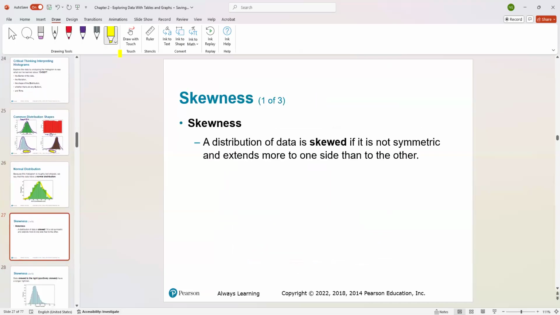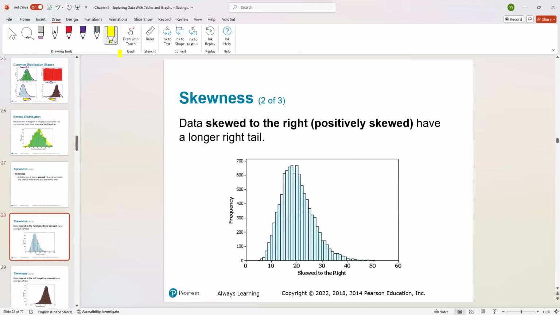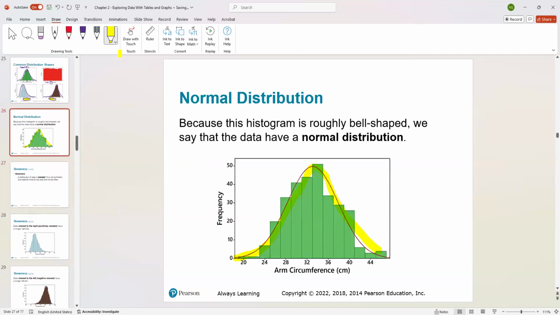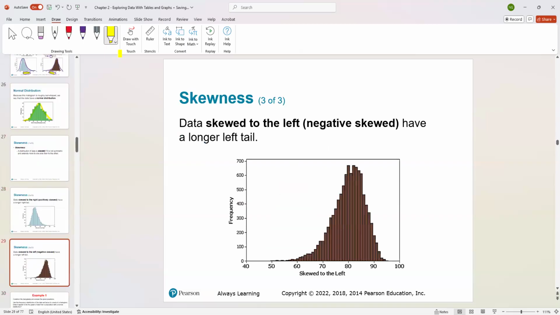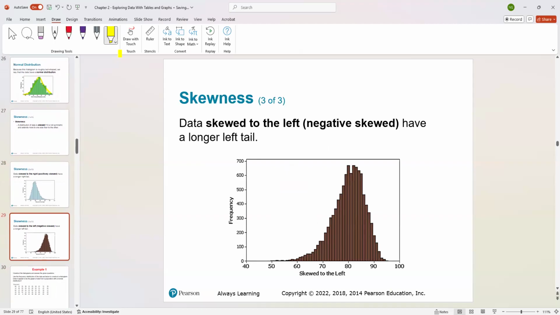So skewed left or skewed right, as we said, a distribution of data is skewed if it's not symmetric and extends more to one side. So that's what we said here. For example, this one is skewed right. I showed you here because I could choose not to put them twice. And this one is skewed left because it takes longer to go all the way up. As we said, we call that negative skew, with a longer left tail. Okay, so that's very important to see this part also.